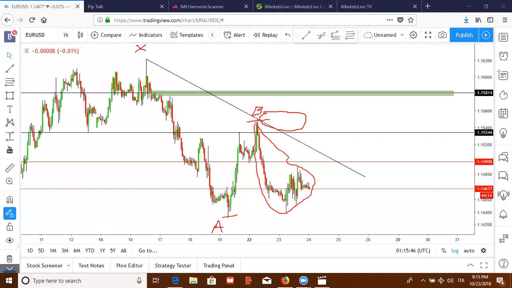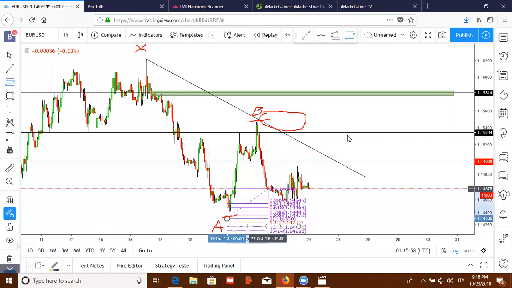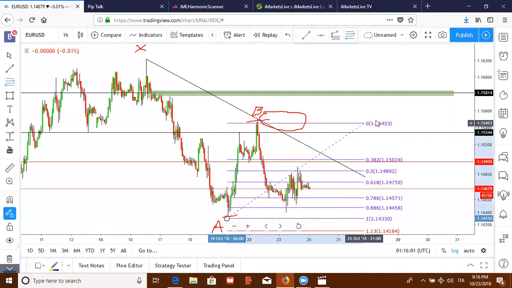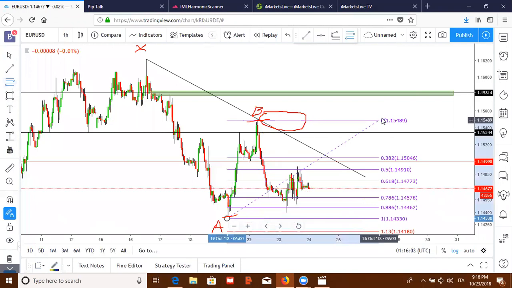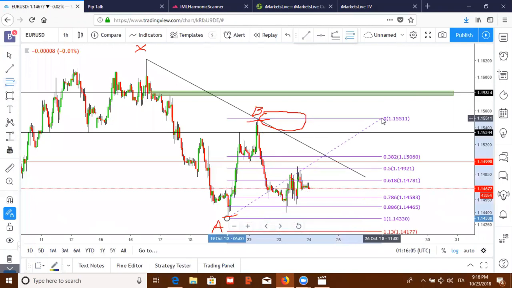So now that I have my B leg identified, now it's time to find a C leg. For my C leg, and this is what a Gartley pattern is, I take my fib from A all the way up to B, and I draw all my stuff wick to wick. And I'm looking for a minimum touch of a 61.8 level.